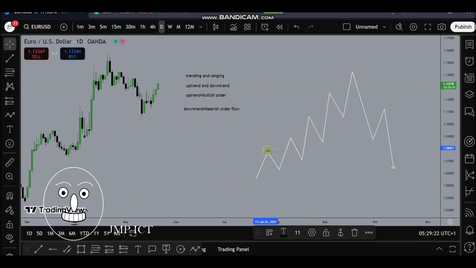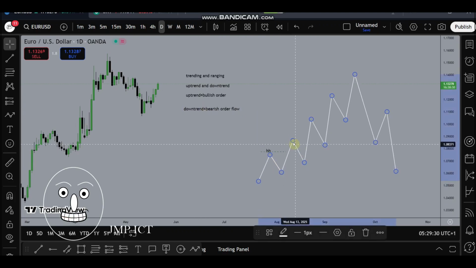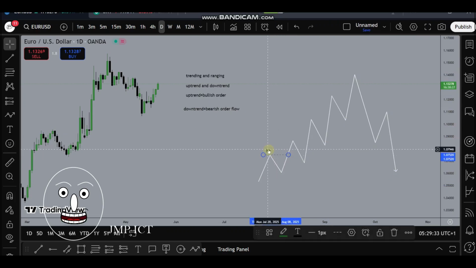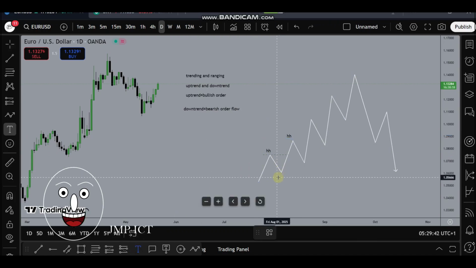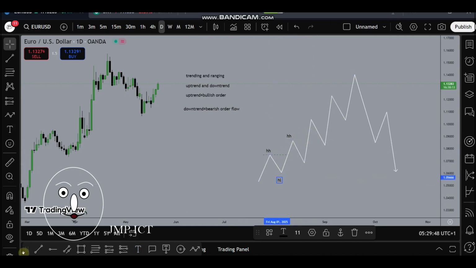Between this high and this high, where is the lowest low? This one here, we call it a higher low. Whenever price breaks a structure, I don't want to explain this for too long. You ask yourself, between this high and this high, where is the lowest low? We call it a higher low.